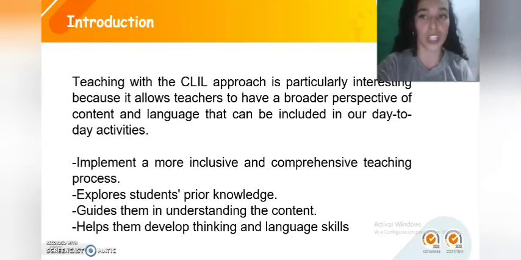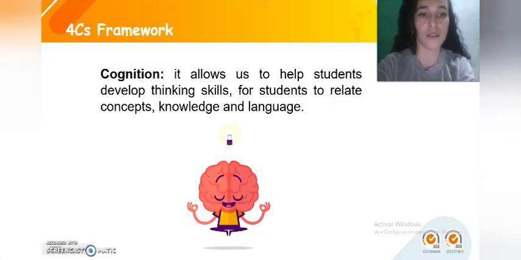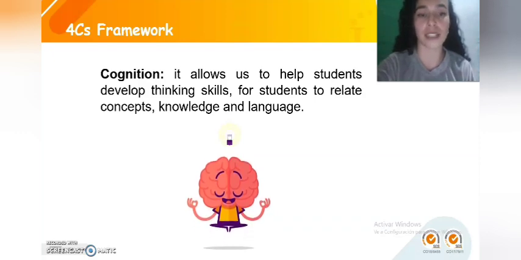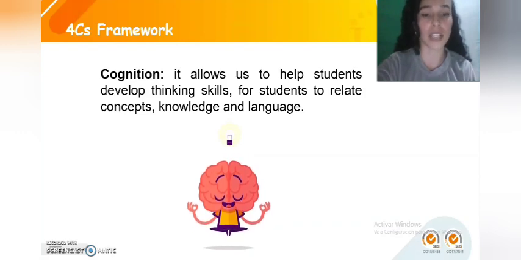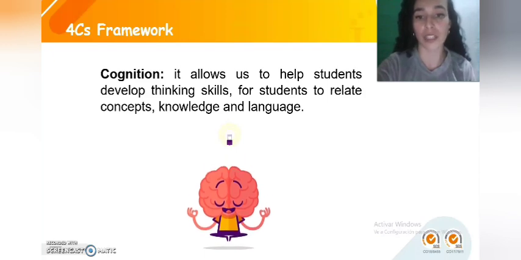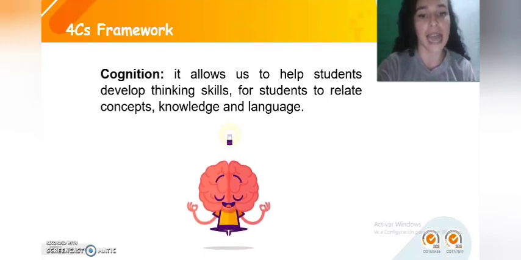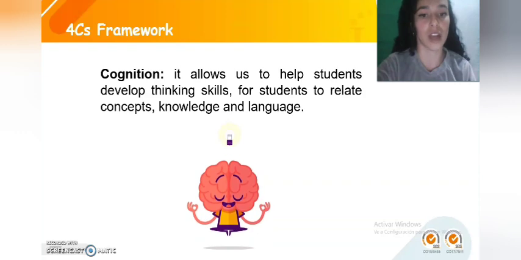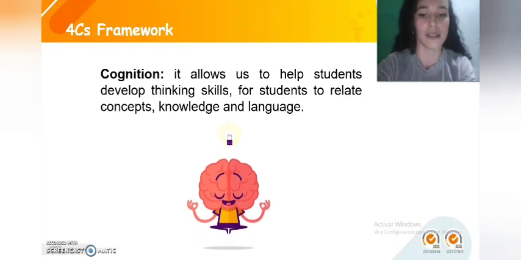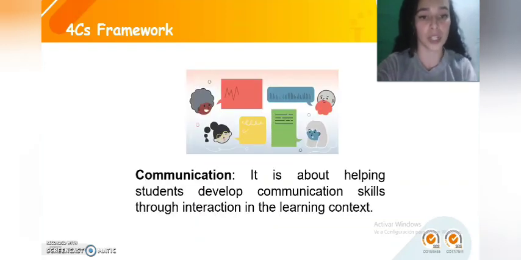These are cognition, communication, culture, and content. The first is cognition. It helps students develop thinking skills to relate concepts, knowledge, and language. It is about helping students to reflect, create, and analyze through content tasks, establishing a relationship between content, thought, and learning. The second is communication.